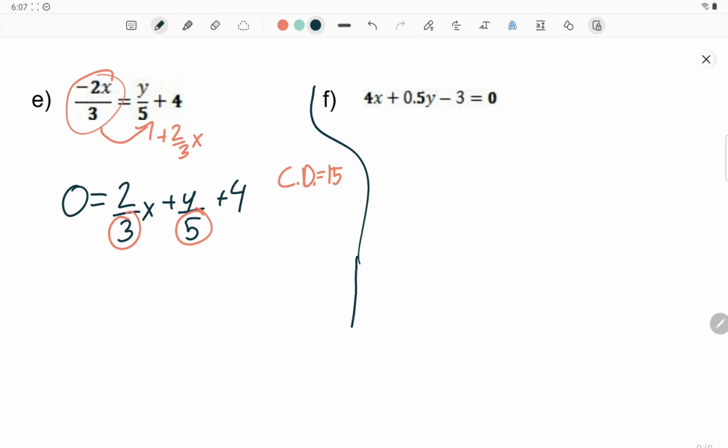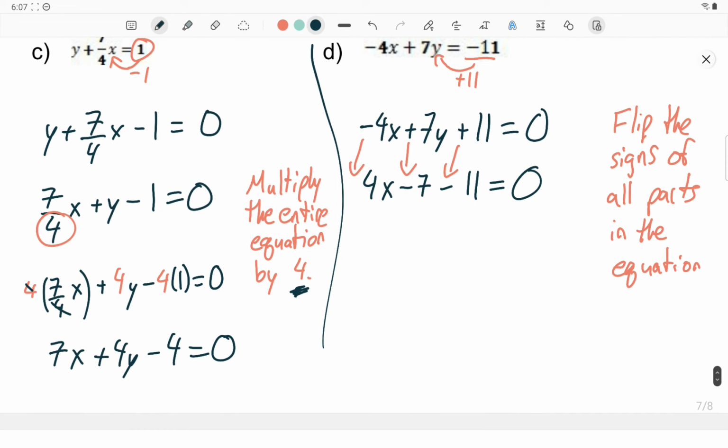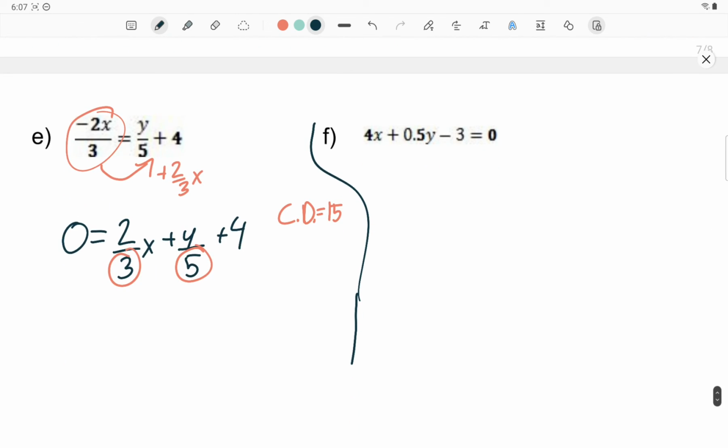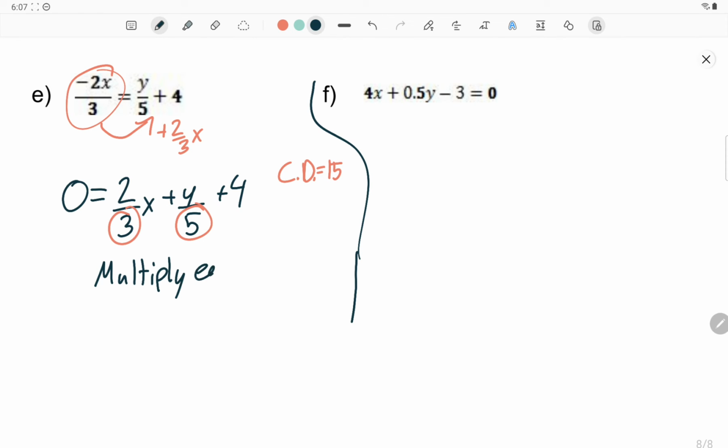And so looking back to the previous example, we had multiplied the entire equation by 4 because that was our one denominator. Now we're going to multiply all the parts by the common denominator. So you're going to multiply the equation by 15. Okay. We're not changing the equation because you're doing it to all of the parts. So it still has the same meaning, it's just that you're in a sense scaling it.